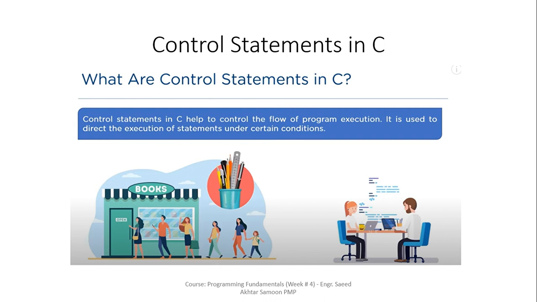If we see the definition of the control statements in C, control statements in C help us to control the flow of program execution. They are used to direct the execution of statements under certain conditions.